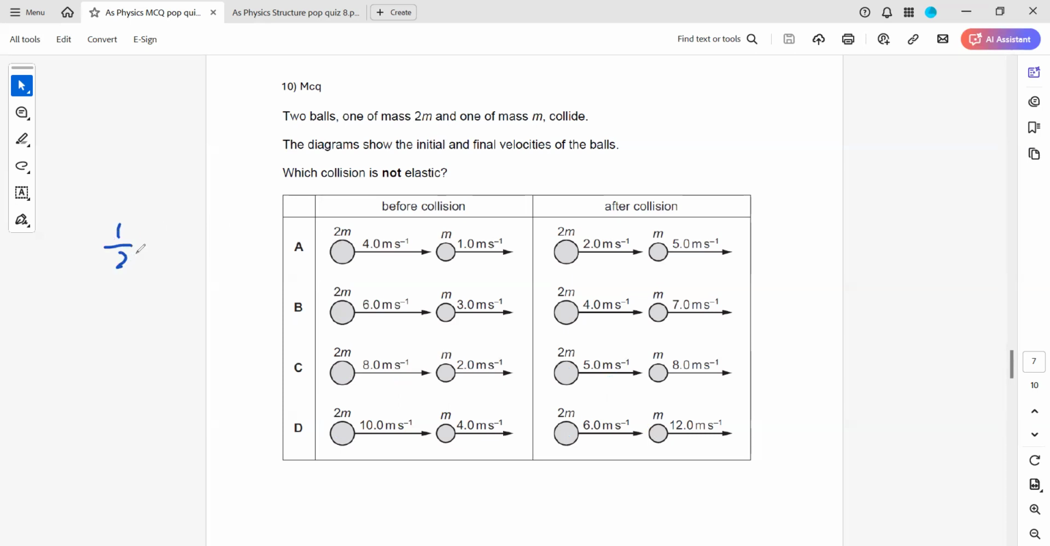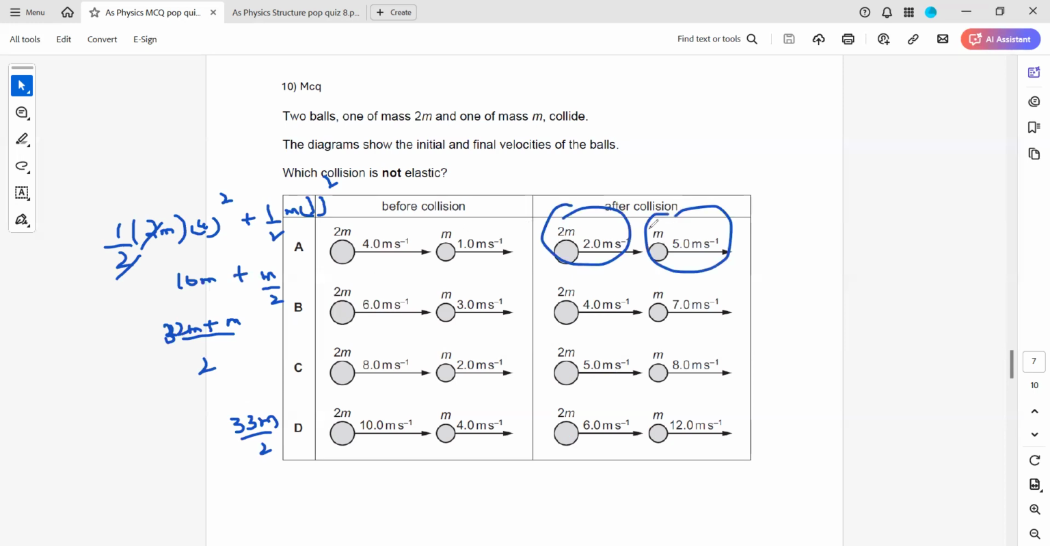Kinetic energy is half mv squared. Like this will be half of 2m times 4 squared plus half m times 1 squared. When you simplify this, this will be 16m and this will be m by 2. With 2 as the LCM, it will be 32m plus m, so this is 33m by 2. That is the kinetic energy. In the same way you have to check the kinetic energy for all of these.